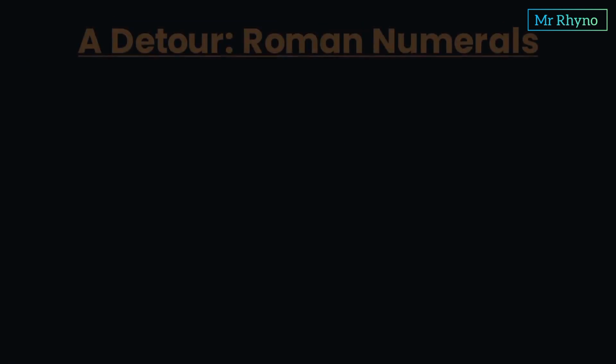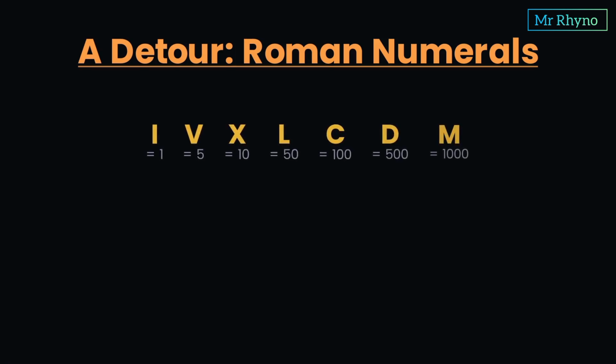Before integers existed, ancient Rome counted with letters, 7 symbols. I is 1, V is 5, X is 10, L is 50, C is 100, D is 500, and M is 1000. Repeat a symbol up to 3 times to add. III means 3, but place a smaller symbol before a bigger one, and you subtract. XL means 50 minus 10, 40.